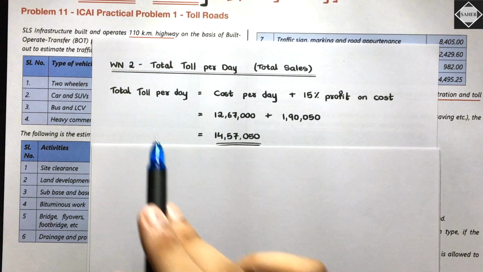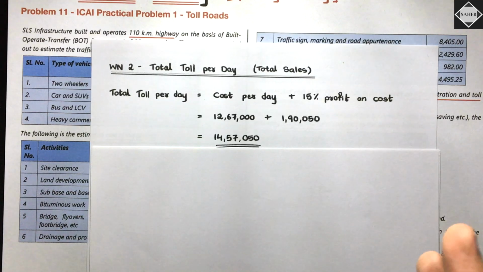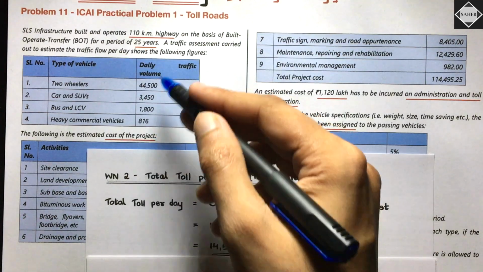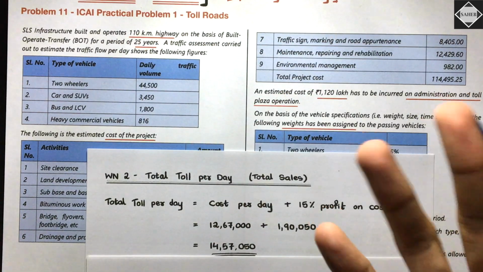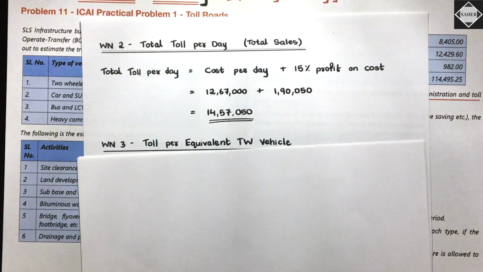Okay, why we are calculating per day? Why not per month or per year or per 25 years? You have to understand the denominator is of what? Per day. If denominator is of per day, then the numerator also should be of per day. Okay, fine.